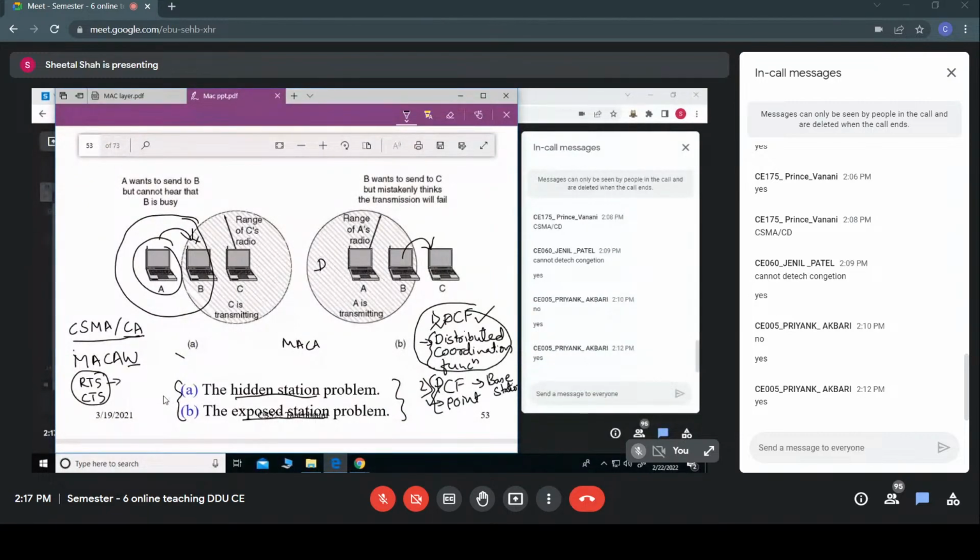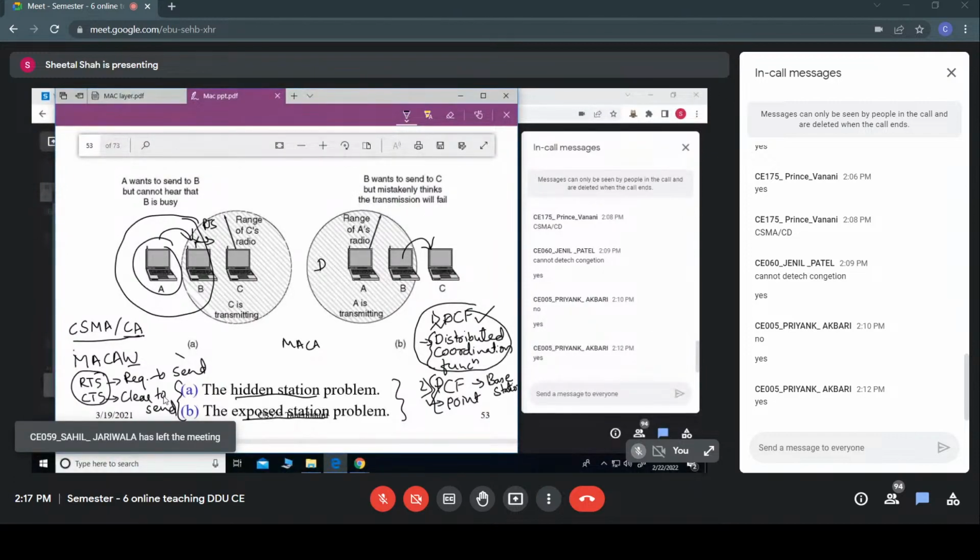RTS stands for request to send, and CTS stands for clear to send. Okay. So suppose station B wants to send some data to station C. Before the actual transmission of the data is carried out, it would send a frame which is known as an RTS, that is request to send.